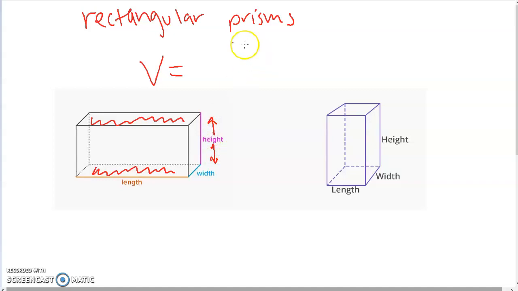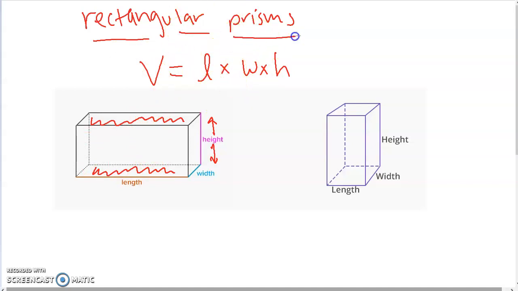Well, the truth is, and this is special for rectangular prisms, all right, the volume for any rectangular prism is going to be length times width times height. It doesn't matter which one is the base or which one isn't. For rectangular prisms, you can use this shortcut and it'll work every single time.